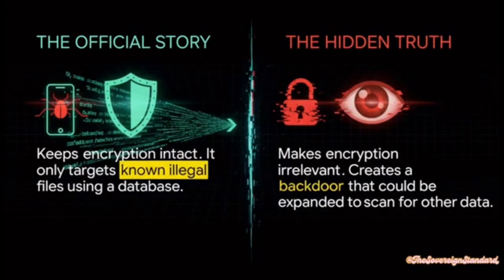Now here's where the whole debate really comes into focus. On one side, you have the proponents. They argue that, hey, since the scan happens before encryption, the tunnel is never broken, and it only targets known illegal stuff. But on the other side, critics are saying this makes encryption totally irrelevant. I mean, why bother locking the door if the intruder's already inside the house? They see it as a backdoor just waiting to be used for way more than its original purpose.